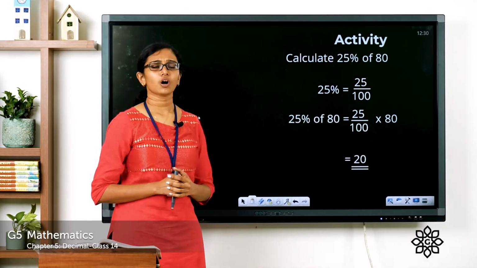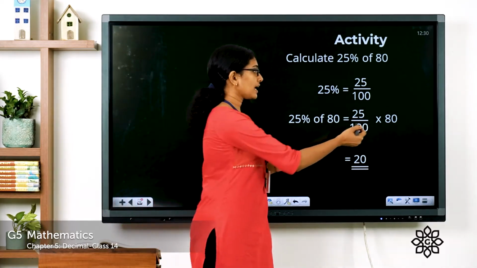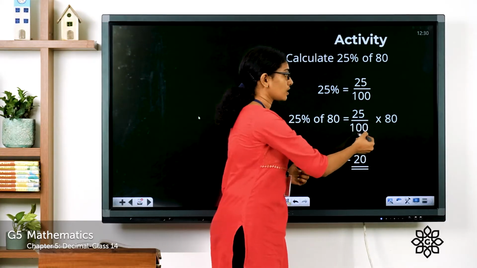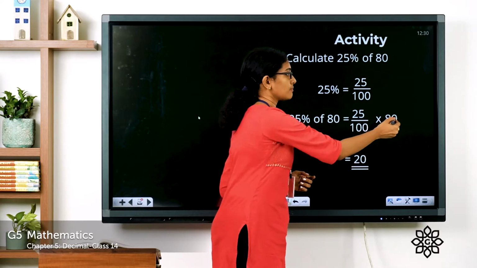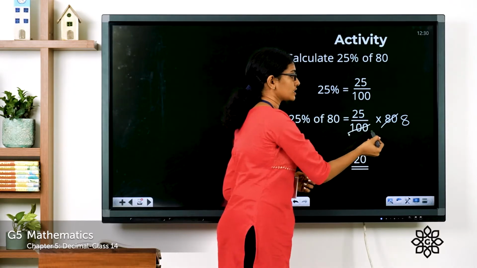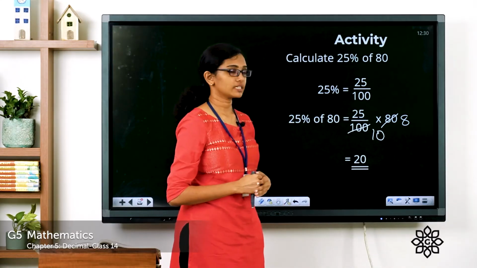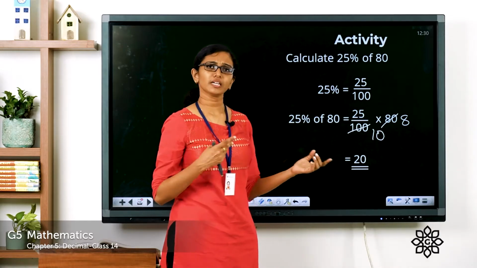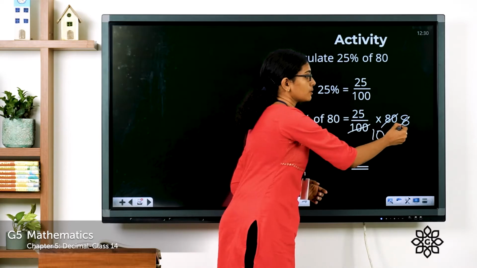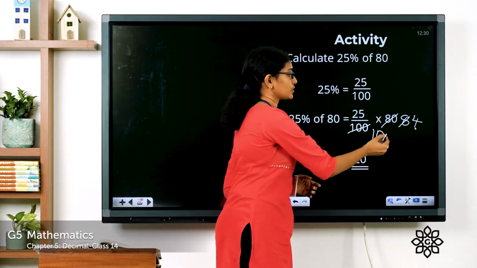Do we see any common factors for these numbers so that we can cancel out? Yes, this 80 and 100 are multiples of 10. So let's cancel out 10 from each of these numbers. 80 by 10 is equal to 8 and 100 divided by 10 is equal to 10. Here we got a 25 and 10 and here we got 8 and 10. We can again cancel out common factors. Here 8 can be divided by 2 to give you 4 and 10 can be divided by 2 to give you 5.